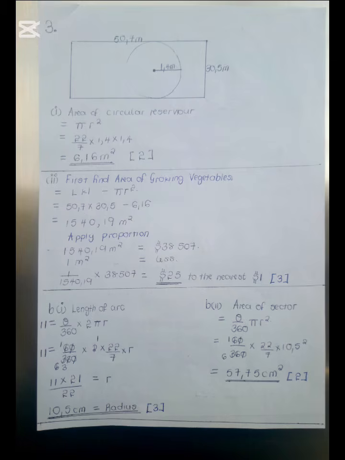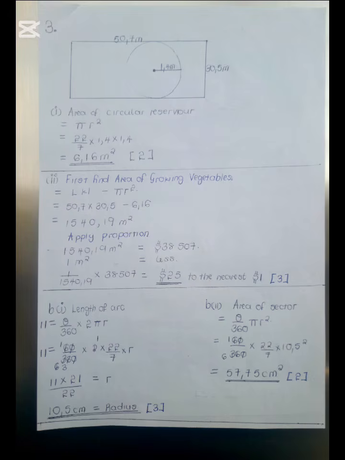On theta, we substitute 60. We say 60 over 360 times 2 times 22/7 times r. So if we reduce 60 over 360, we get 1/6. And then 2 into 2, 1. 2 into 6, we get 3. 3 times 7, 21. We multiply 11 by 21, and then we divide by 22, so that we obtain our radius is 10.5 centimeters. And then on B part 2, hence or otherwise, calculate the area of the sector.